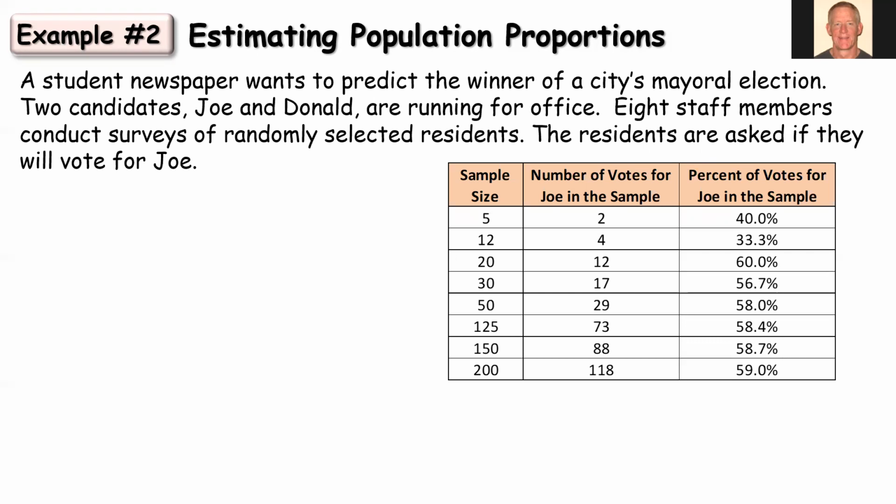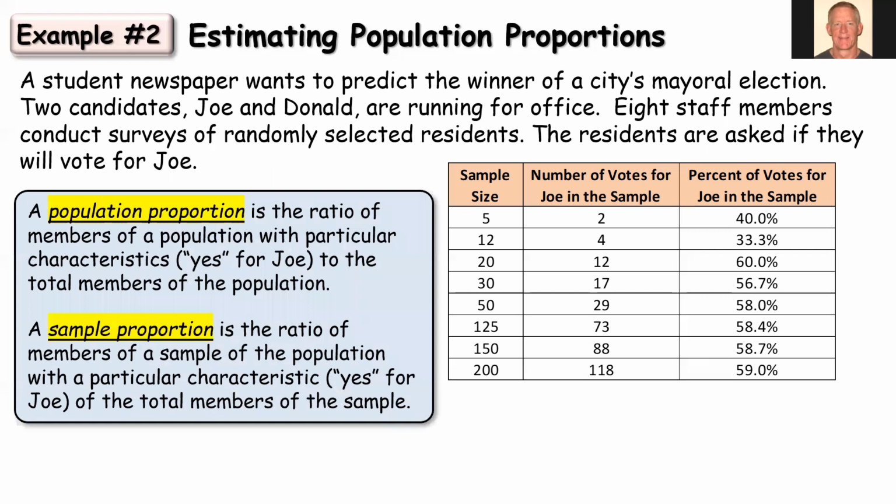So they've summarized, right, the results of their 8 different samples. And then they calculated what we call a proportion, right? The proportion is simply the ratio, right, of the number of votes for Joe versus the entire number of people that were in that sample.